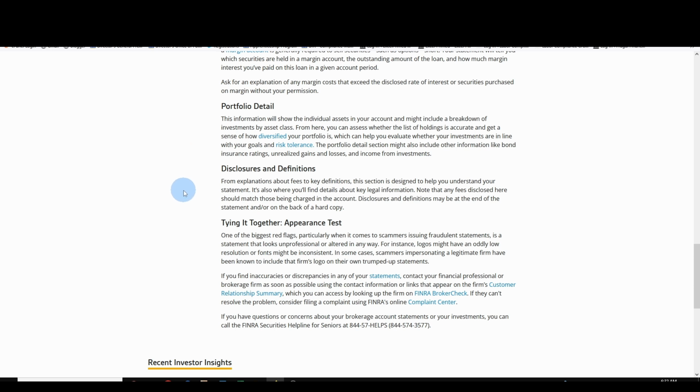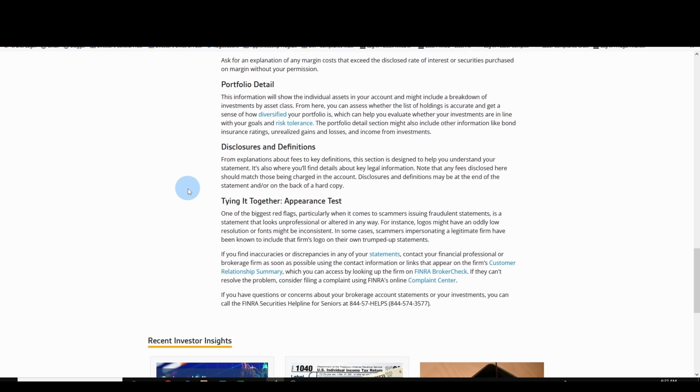Disclosures and definitions. From explanations about fees to key definitions, this section is designed to help you understand your statement. It's also where you'll find details about key legal information. Note that any fees disclosed here should match those being charged in the account. Disclosures and definitions may be at the end of the statement and/or at the back of a hard copy.